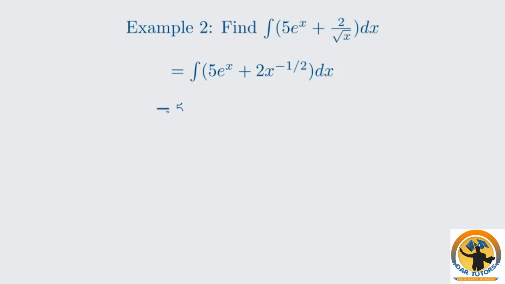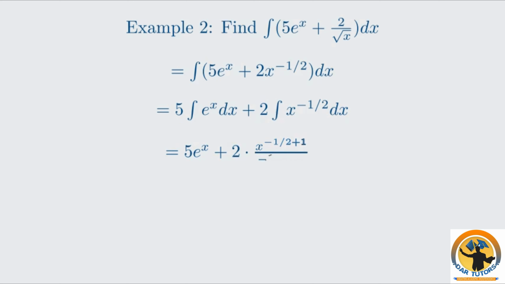The integral of 5e to the x is 5 times the integral of e to the x. The integral of 2x to the negative 1/2 is 2 times the integral of x to the negative 1/2. We apply the exponential rule to the first term and the power rule to the second term. The integral of e to the x is e to the x. For the second term, we add 1 to the exponent negative 1/2, which gives us 1/2. Then we divide by the new exponent 1/2.